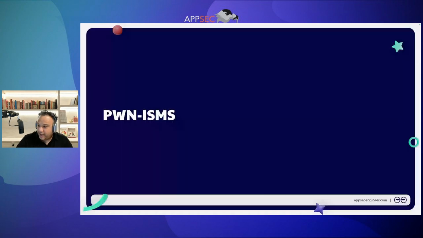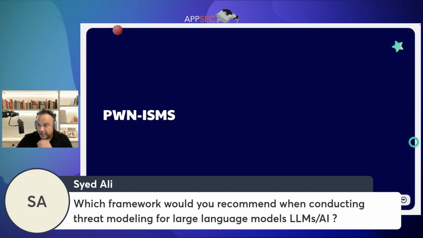Now, I have a question. I'm also going to show this on screen from Syed, who asks, which framework would you recommend for conducting threat modeling on large language models or AI? Now, okay, this question is really twofold in my view. One is, of course, for AI-enabled applications, you'll still use the same principles and the same approaches.